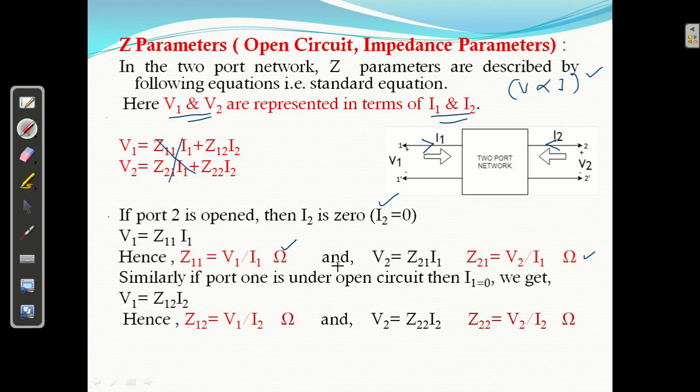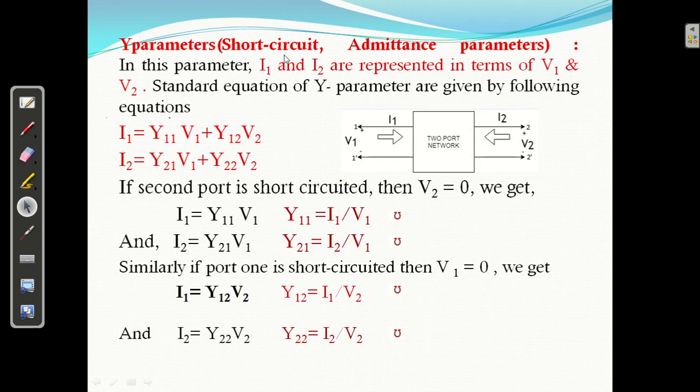Clear? Why is it called an open circuit parameter? Because we are keeping the ports open. That's why it is called an open circuit parameter. Clear? The second parameter I am going to discuss is called the Y parameter, or short circuit parameter, or admittance parameter.